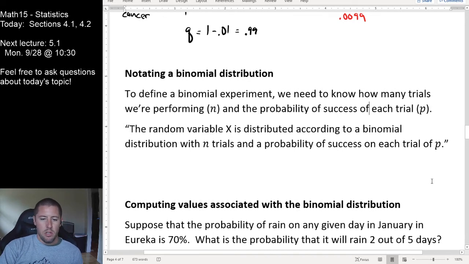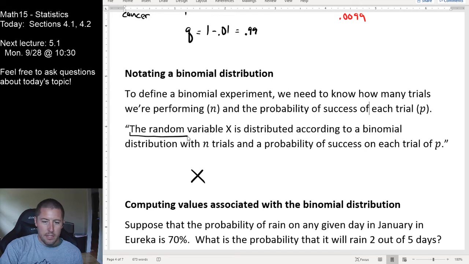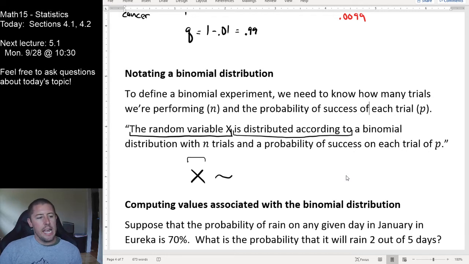So this is standard notation that we'll use all semester. The random variable X, there's the random variable X. In fact, what I'm going to try and do here is box off this stuff. The random variable X, that's my first part, is distributed according to, we use the little tilde symbol right there to indicate that the variable is distributed according to something. Rather than an equal sign saying it's the same as something, the tilde, the twiddle, indicates is distributed according to a binomial distribution.